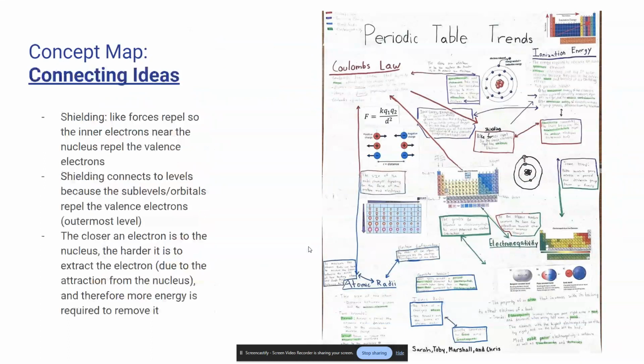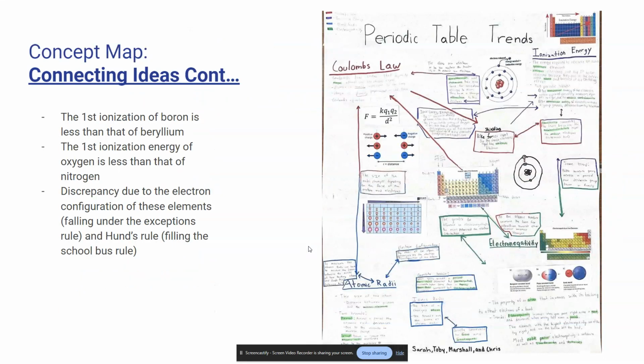To connect these ideas, shielding is where like forces repel. So the inner electrons near the nucleus repel the valence electrons on the outside. Shielding connects to levels because the sublevels and orbitals repel the valence electrons on the outermost level. The closer an electron is to the nucleus, the harder it is to extract the electron due to the attraction from the nucleus, and therefore more energy is required to remove it.